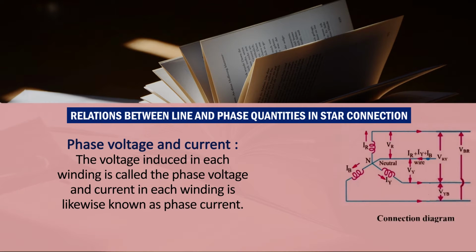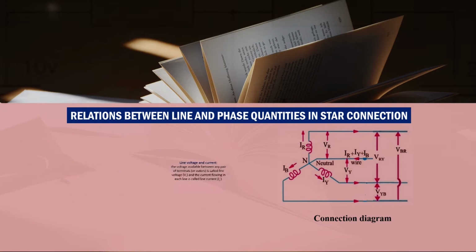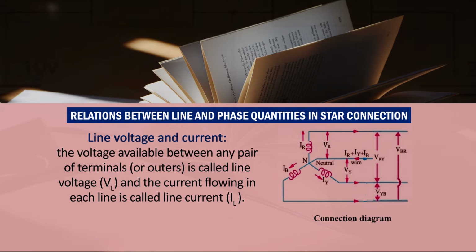So here you can see the connection diagram of the star connection. That means 3 phases are considered here: the R phase, Y phase and B phase. The voltage induced in each winding is called the phase voltage, and the current in each winding is likewise known as phase current. However, the voltage between any pair of terminals is called the line voltage, and the current flowing in each line is called line current.